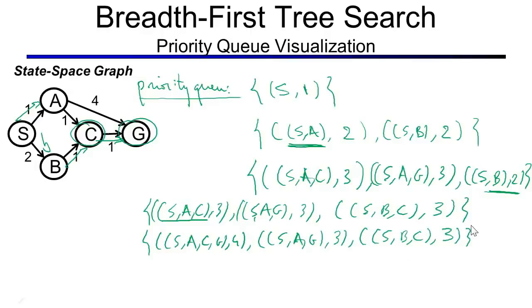Now who's next? The 3s are the lowest numbers. SAG is alphabetically before SBC, so we have SAG first. Oh, the last one here is a goal state. That means we declare success, and we return SAG as our path found by a breadth first tree search.